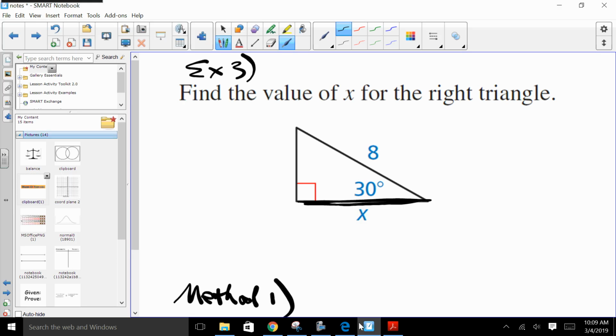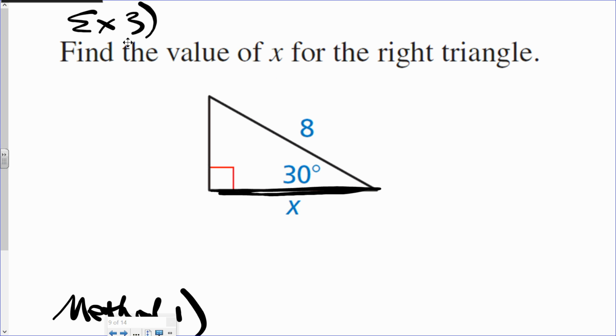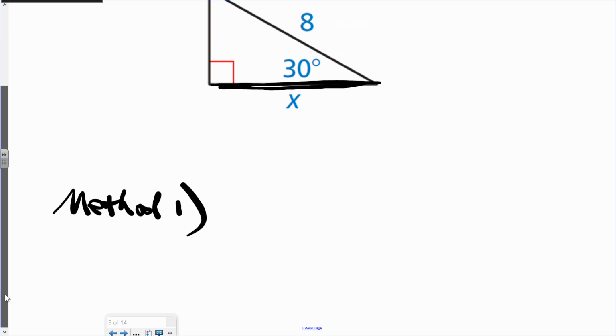Let's go back to our example. Now to solve for x, I'm going to show you two methods. You pick the method you want. I could care less which one you like. The first method, I'm going to call it the classic method. In other words, it's a method you already know from about a month ago. So go write method 1, write classic.